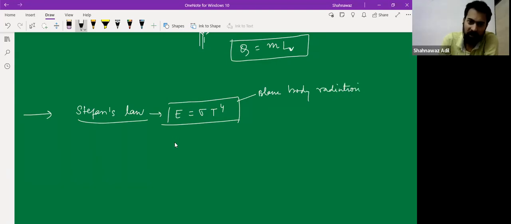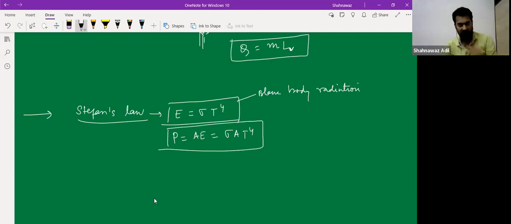And then you have the power, which will be the total area that it acquires multiplied with the energy. So this will be sigma A T^4. So this is the power, right?